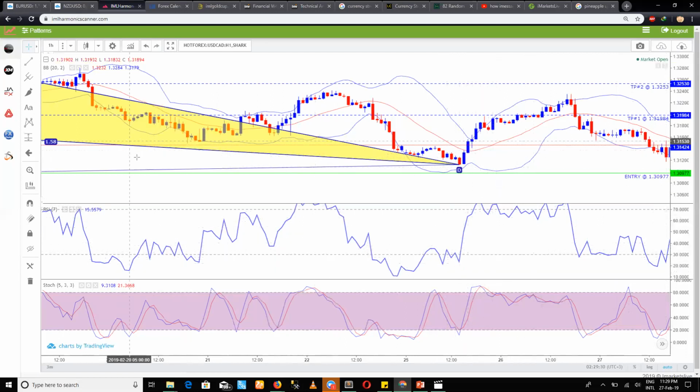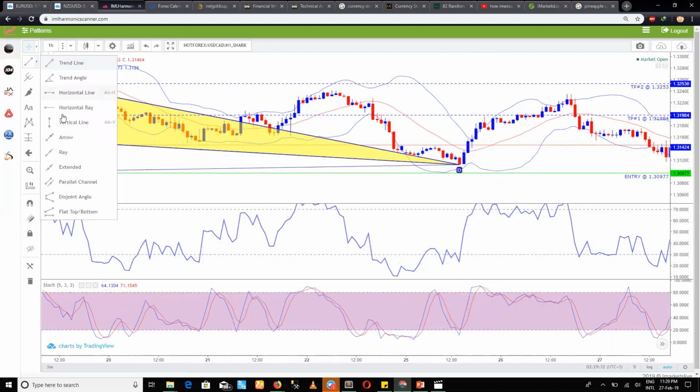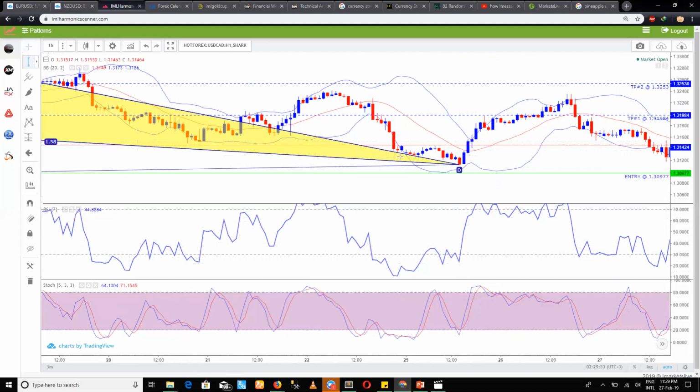So what I like to do is draw a vertical line on D, just to be sure I have all my confirmations in line at that point. So I put a line here.